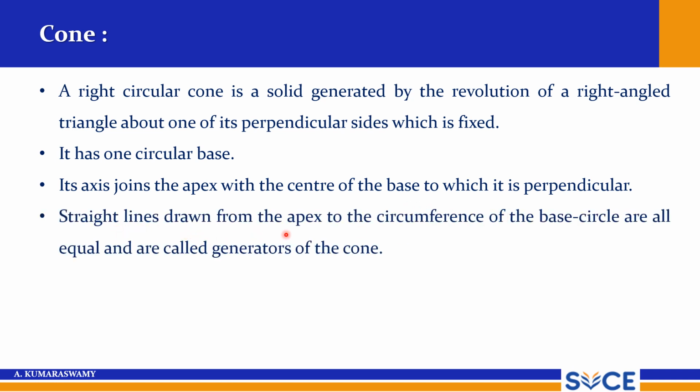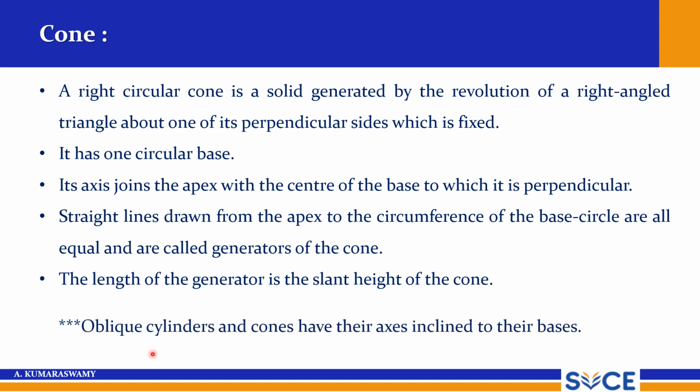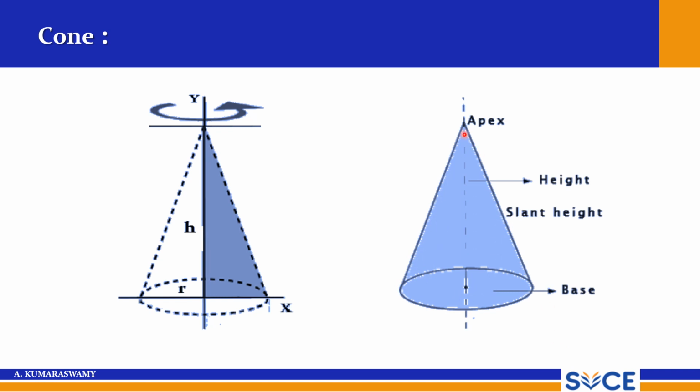Straight lines drawn from the apex to the circumference of the base circle are equal and are called generators of the cone. The length of the generator is the slant height of the cone. Oblique cylinders and cones have their axis inclined to their bases, and these are not required for our syllabus. We are not going to discuss any oblique cylinder or cone. And this is a cone. It has an apex, right? It has a slant generator. These are again imaginary generators.